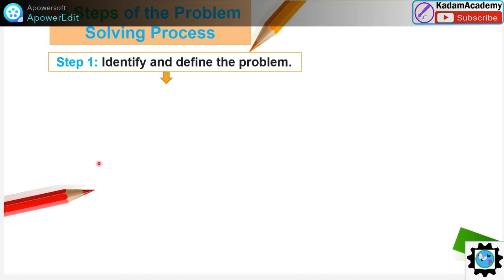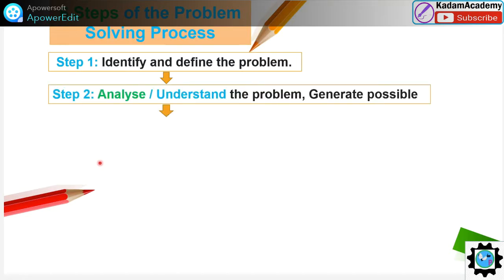You have to clarify terms and context. Does everybody completely understand this problem? That we have to find out. Step 2, analyze and understand the problem. Here we have to generate the possible solutions. How will the possible solutions come out?